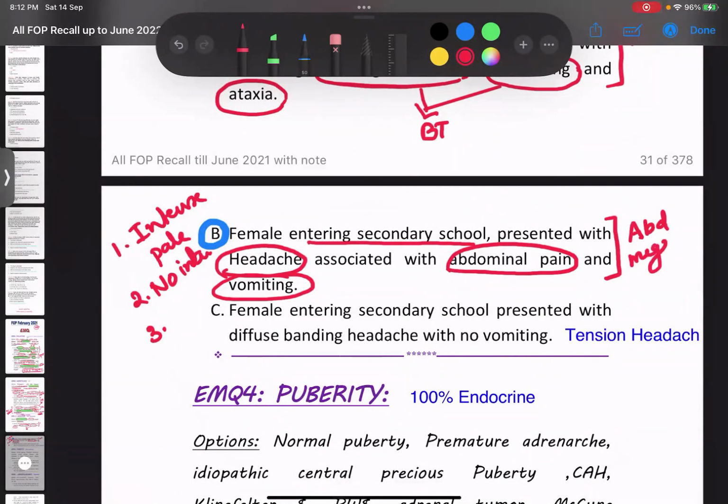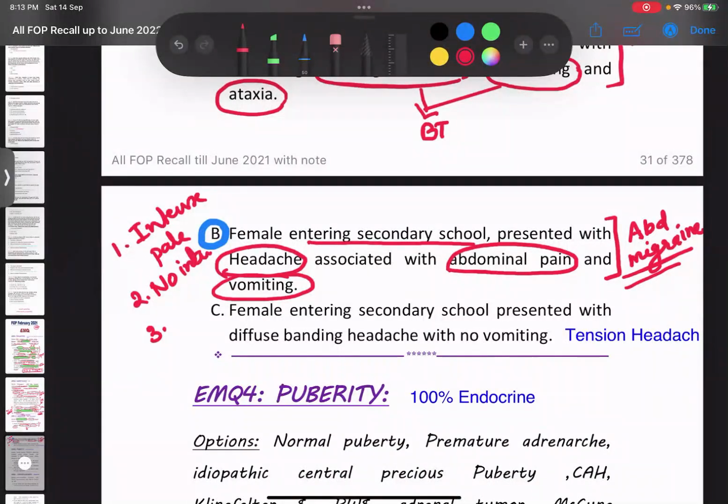There is usually associated with a family history. So you might also want to ask about it, or in the exam, you might also see that there was a similar history of such illness in the family. Are we clear with abdominal migraine?